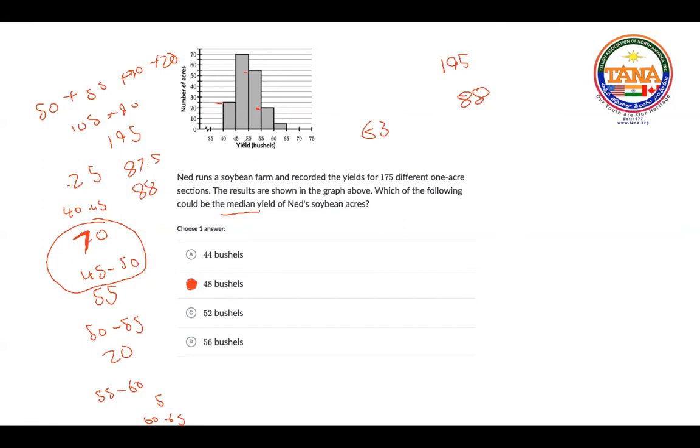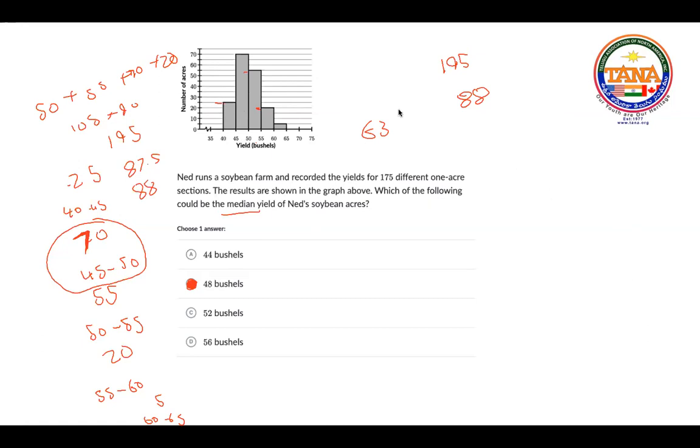So you have yields. The question is asking for the median yield of the acres. Each acre gives a certain yield, and each yield has a certain number of acres that give that yield. We're trying to find the median yield for the acres. I'm not sure if I'm explaining this very well. Could you come on mic and explain what you don't understand, so I can explain it? Just raise your hand so I know I can get to you fast.